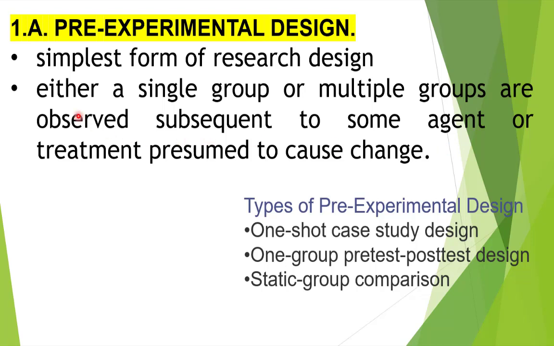The experimental research design is subdivided into three: the pre-experimental, quasi-experimental, and true experimental. So we will discuss the pre-experimental design first. Pre-experimental design has the least validity, as mentioned in the previous presentation. It is the simplest form of the experimental research design, and it can be conducted on a single group or even multiple groups. There are three types of pre-experimental design: the one-shot case study, the one group pre-test, post-test design, and the static group comparison.